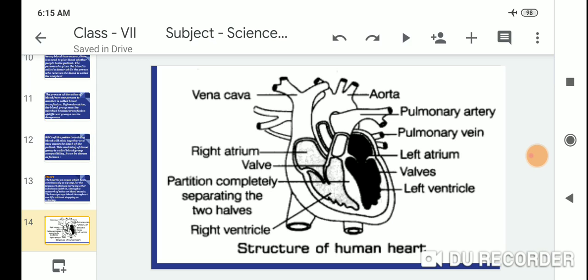Look at this picture of the structure of the human heart. This shows the vena cava, aorta, pulmonary arteries, pulmonary veins, left atrium, valves, left ventricle, and right ventricle, the right atrium, and the vena cava.